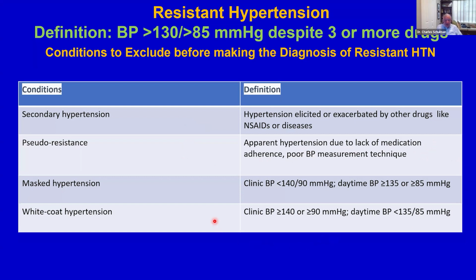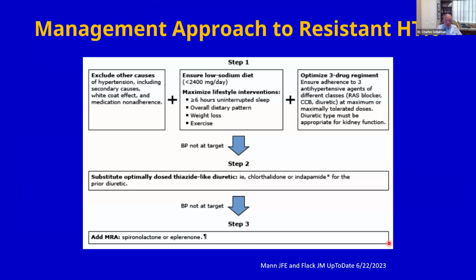Mask hypertension is a low clinic blood pressure and a high out of office blood pressure. White coat hypertension is the opposite. Their home blood pressures are normal, and the clinic blood pressures are high. So exclude those before you diagnose resistant hypertension.